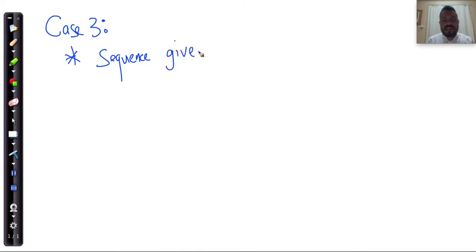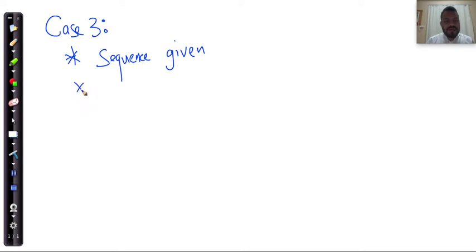Let's start looking at a case 3 example, and we are still dealing with arithmetic sequences. So this is going to be case 3. What defines a case 3 example? Well, the first thing is that the sequence is given, but it's not straightforward. When we say the sequence is given, we mean there are 3 consecutive terms given.